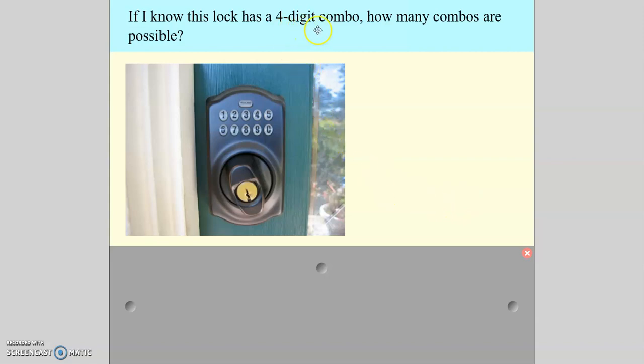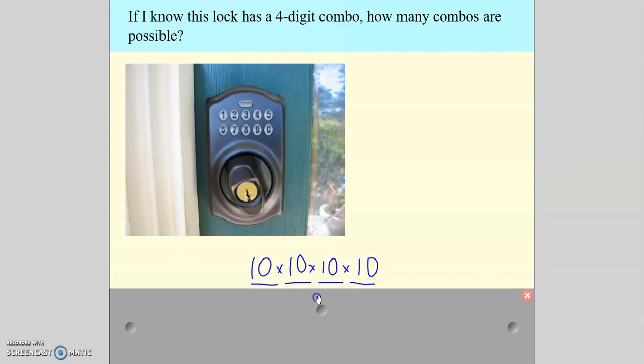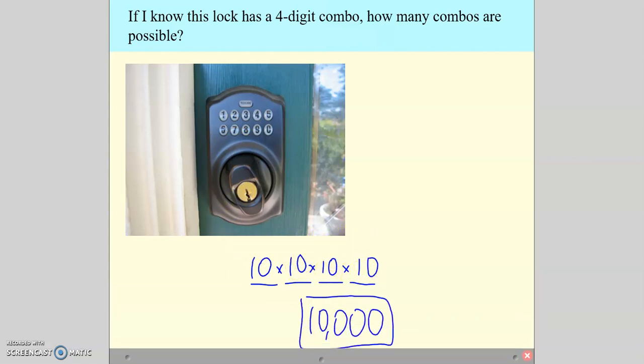Well, if you think about the fact that there's a 4-digit combo, you have to decide whether their order matters, and yes, for a combination, order matters. And then you have to decide whether or not repeats are allowed, and in a 4-digit combination like this, repeats are allowed, so this is not a permutation and it's not a combination. You can just use the counting principle. There are 10 options for the first digit, 10 options for the second, 10 options for the third, 10 options for the fourth, which would be 10,000 different possible lock combinations.